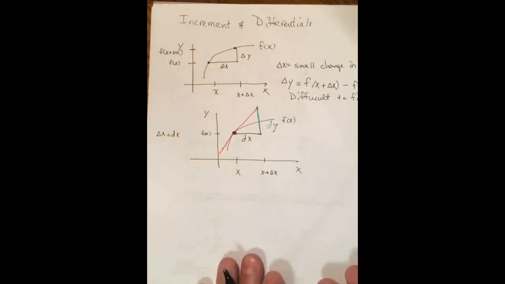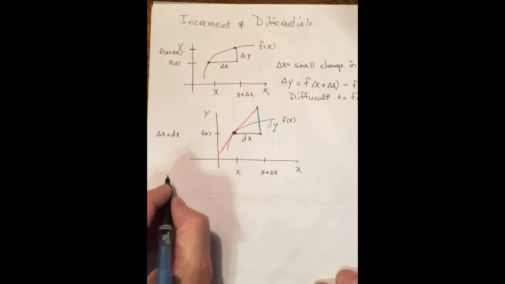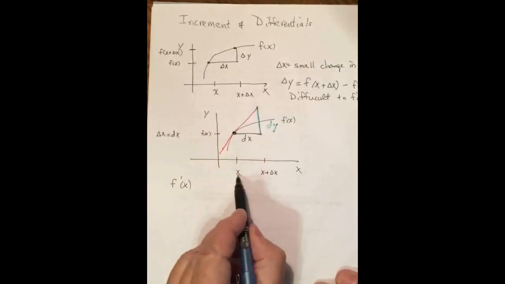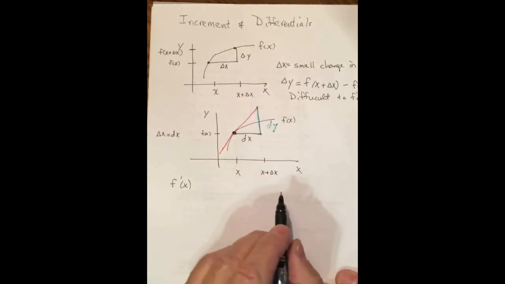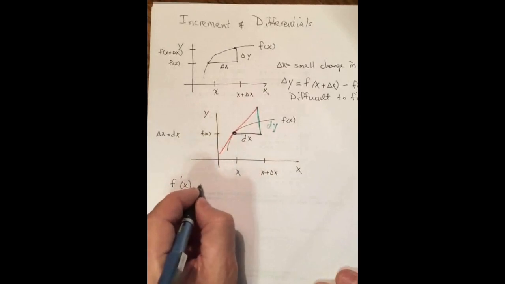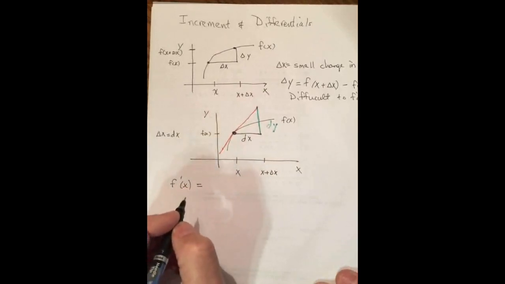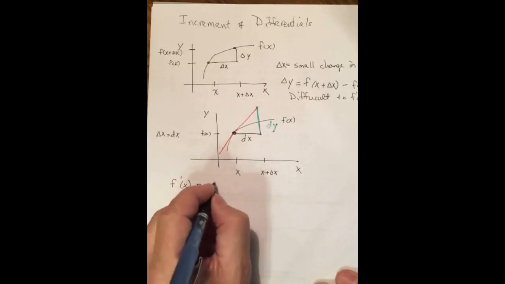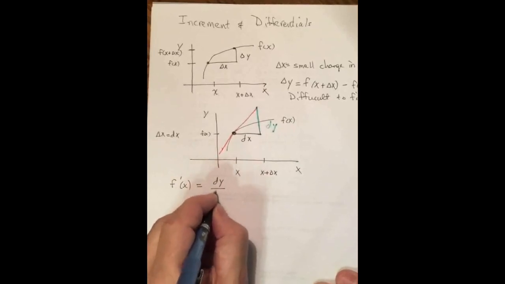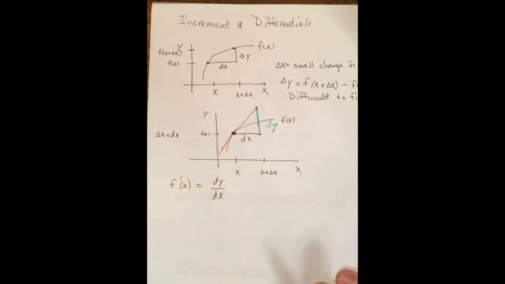But now here's where the discussion of the notation comes in. The slope of the line tangent is f prime evaluated at this x value right here. But this is just a straight line. The tangent line is just a straight line. And therefore, that slope of that red line is going to be the change in y, which is the differential dy, divided by the change in x, which is the differential dx.